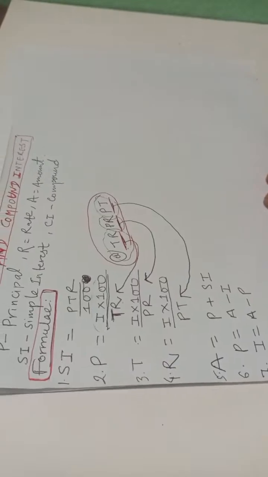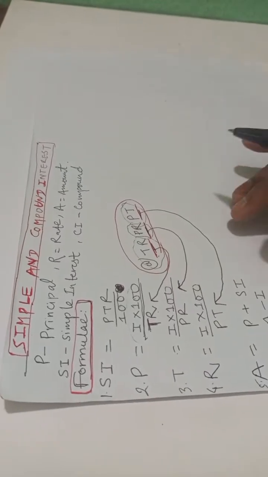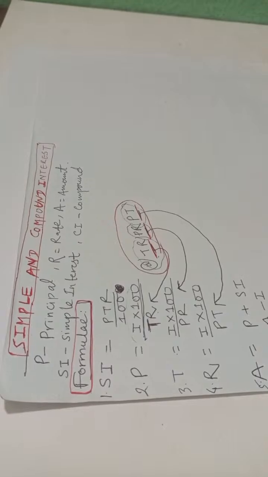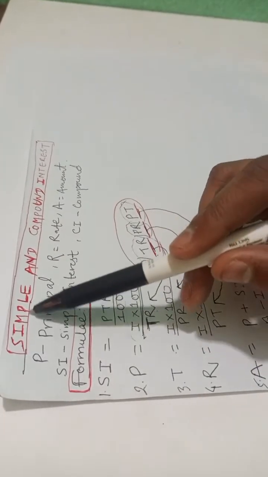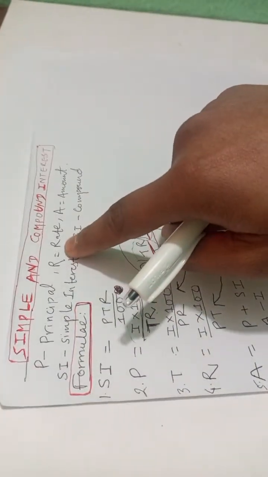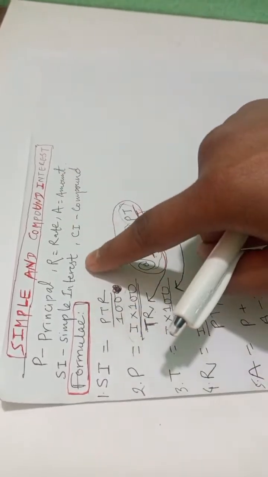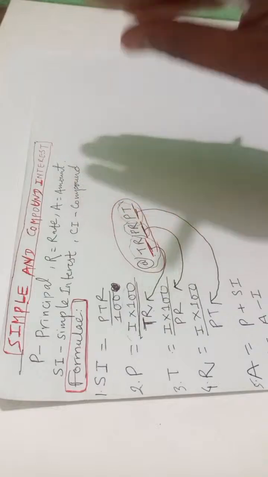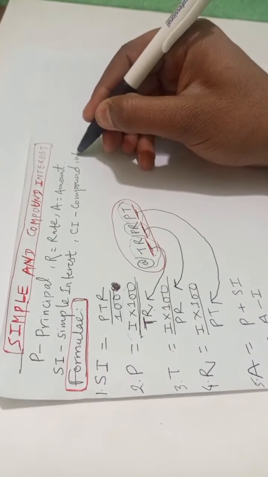Another formula concerns annually, half yearly, and quarterly compounding, and there is a difference between CI and SI. This is also a formula, and I will write it down. First, I will teach this today, and another thing in this topic. In simple and compound interest, P means principal, R means rate, A means amount, SI means simple interest, and CI means compound interest. We have some formulas that are needed.